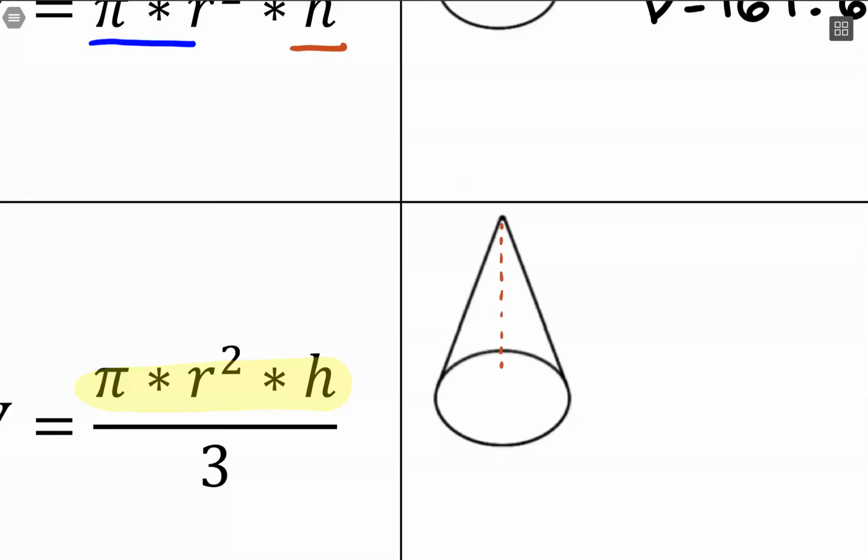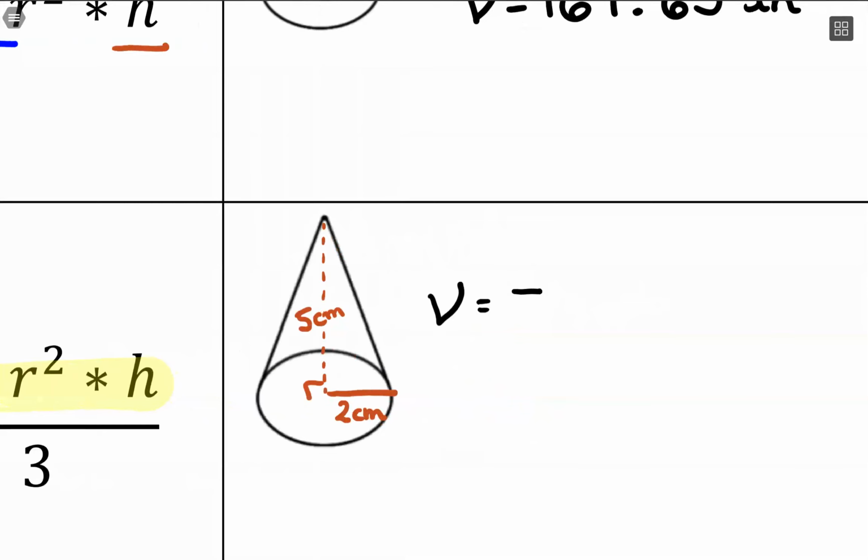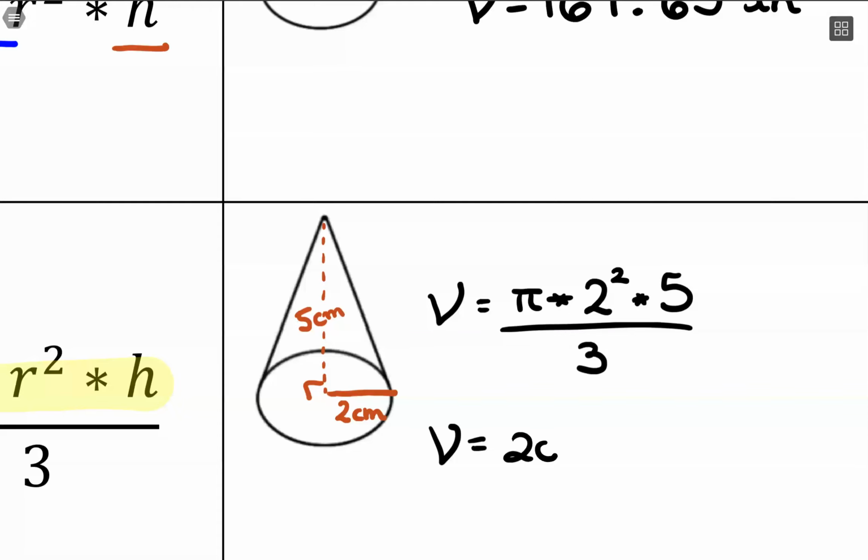Let's say it has a height of 5 centimeters. And then let's go ahead and say the radius is 2 centimeters. So for volume, pi r squared, so pi times our radius of 2 squared times the height of 5, and then we just need to divide by 3 to make it a cone. So volume of 20.94, and then centimeters cubed.